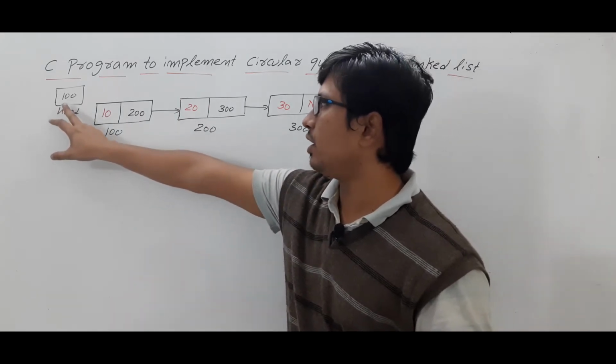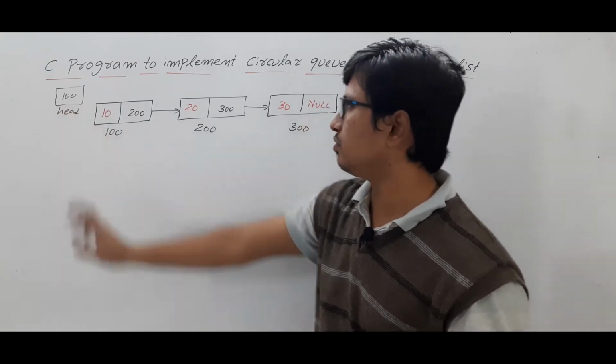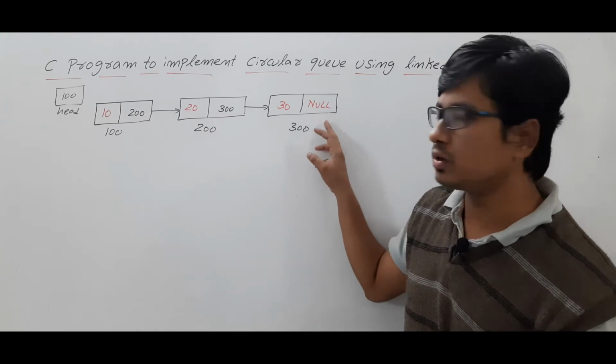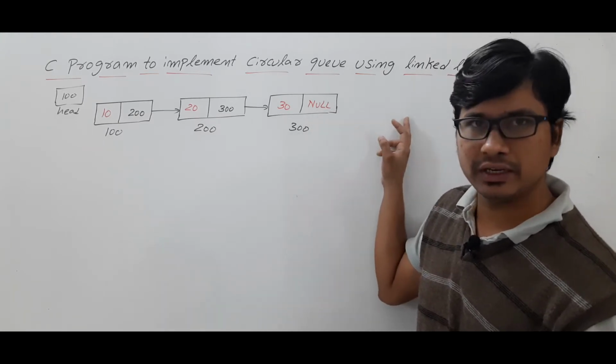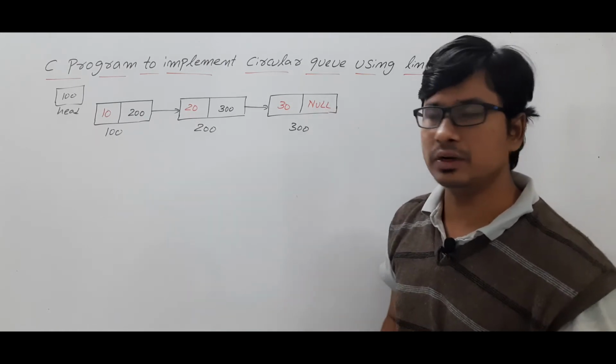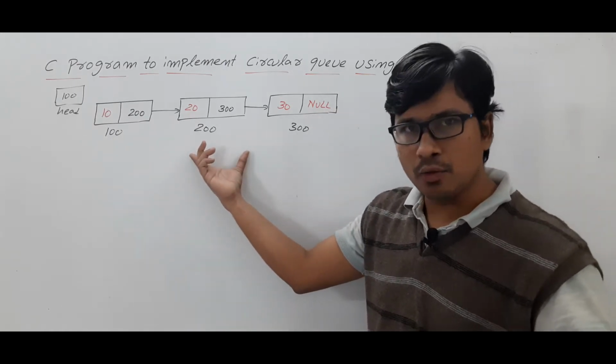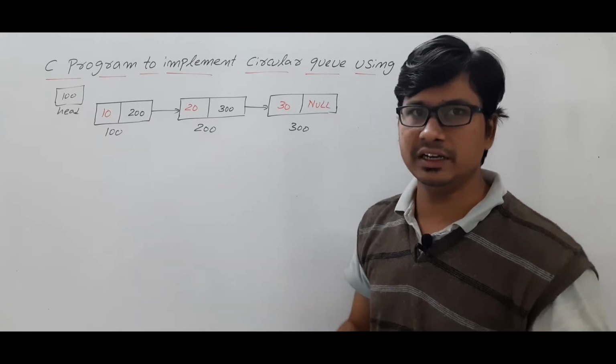And you will have a pointer called head which is pointing to the first node. And this is the last node. After this node, there is no other node, so it is not pointing to any other node, so you will have the null. So this is an overview of the singly linked list.